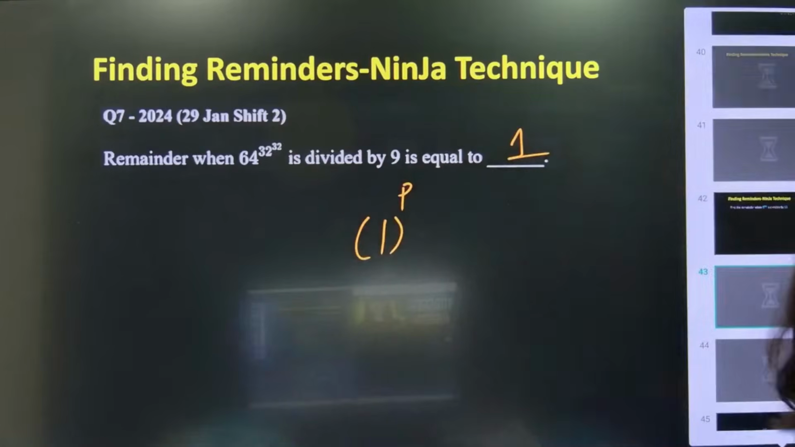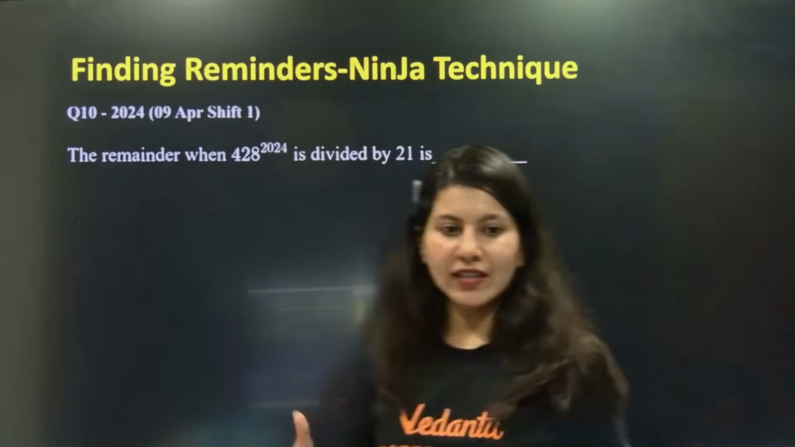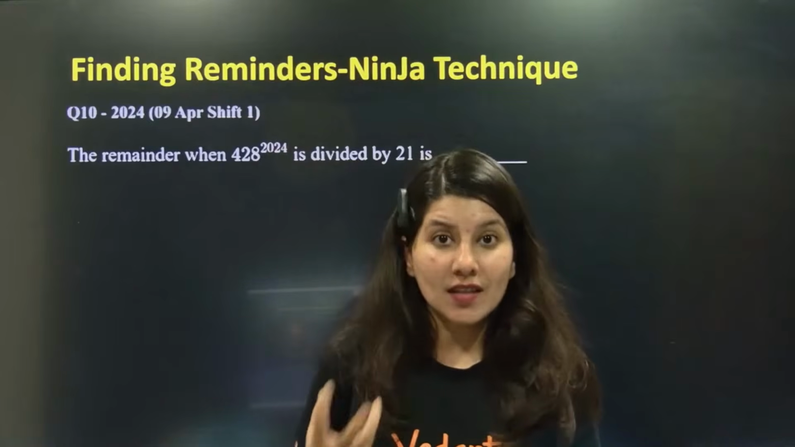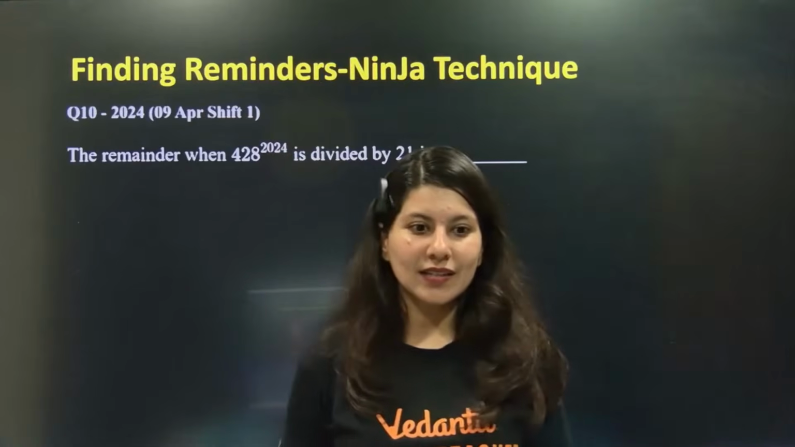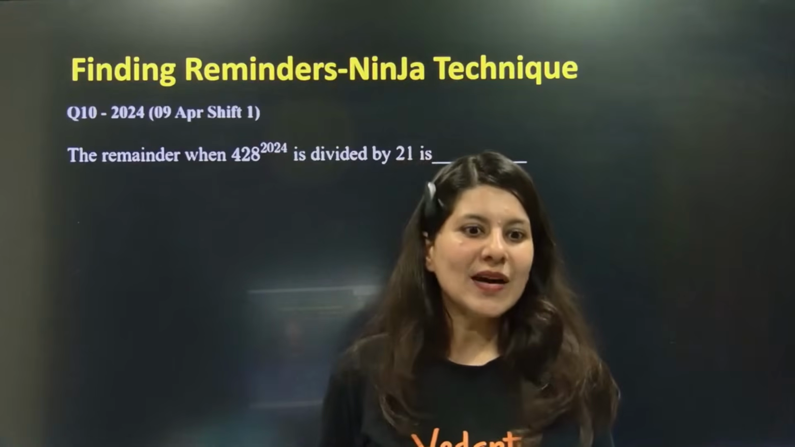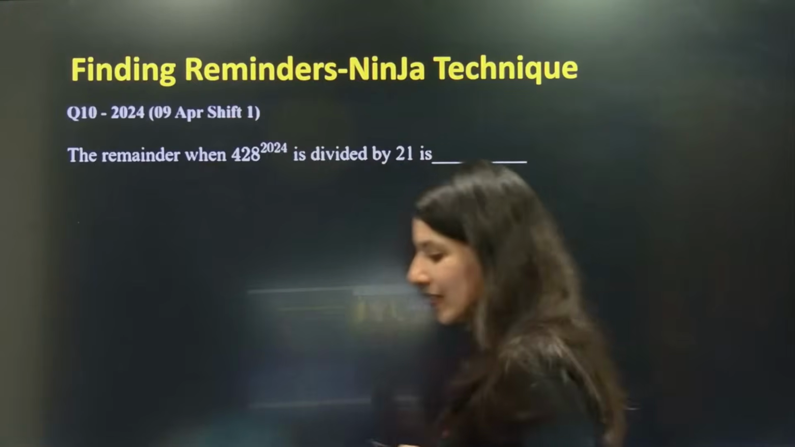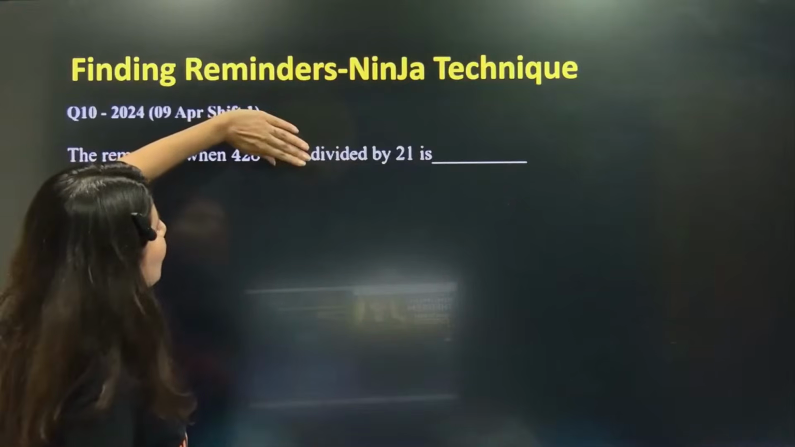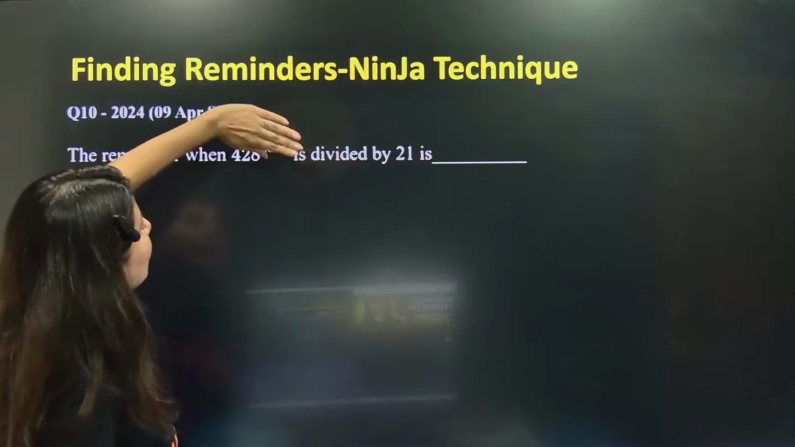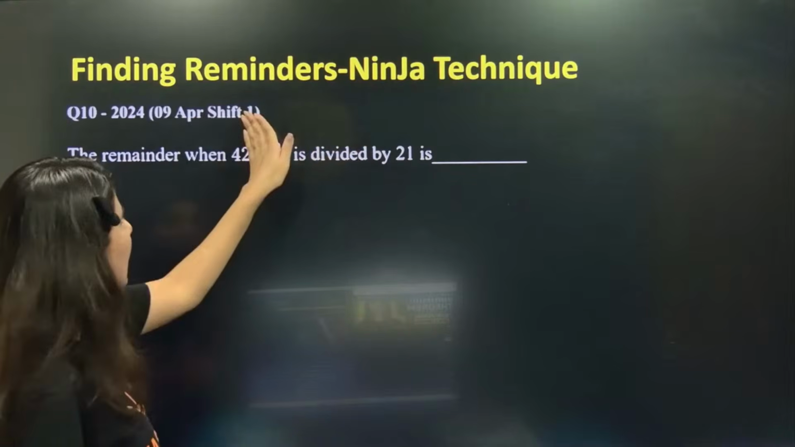Alright. Now, not every time will you get convenient numbers like plus 1 or minus 1. If you are getting them, that means you are lucky. Sometimes plus 1 or minus 1 is not an option, then what to do? So again, the procedure is the same. 428 power 2024 divided by 21. Tell me, if you divide 428 by 21, what will be the remainder, ma'am?